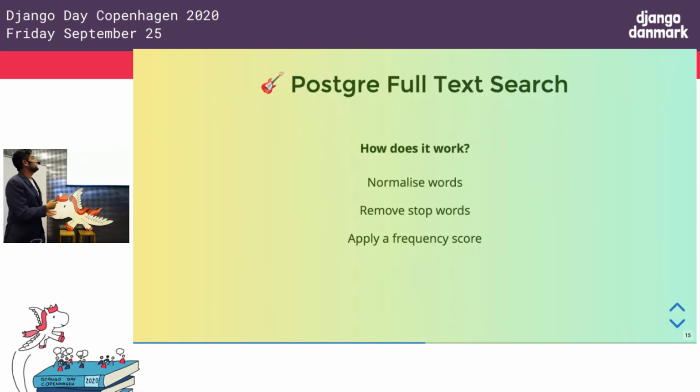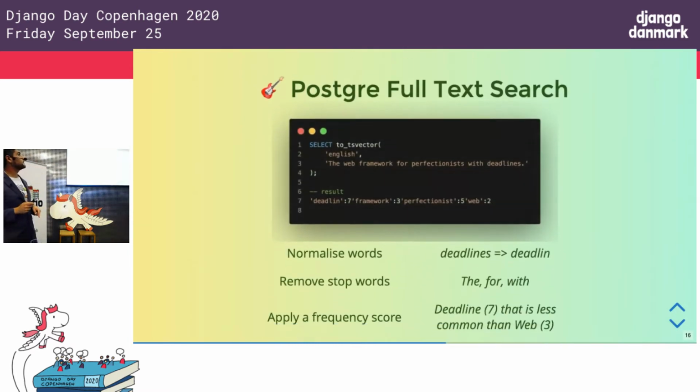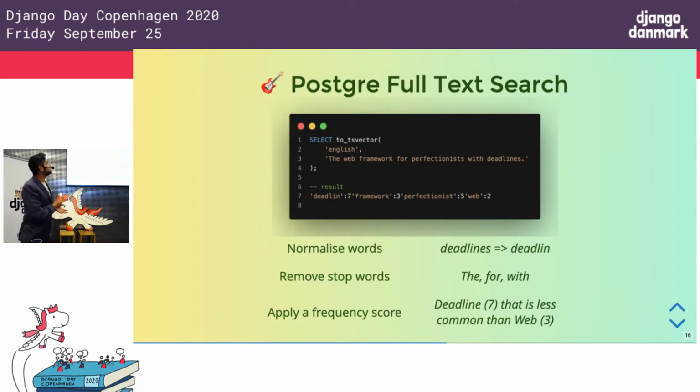So how does this work? Postgres is going to take whatever you want to index in your search system and normalize the words, remove stop words, and then apply a frequency score for each word. Let's make an example. Let's take the Django tagline, the web framework for perfectionists with deadlines. If we ask Postgres to create a search vector for this, in our Django application, Django is going to do this for us, so don't worry, you don't have to write SQL.